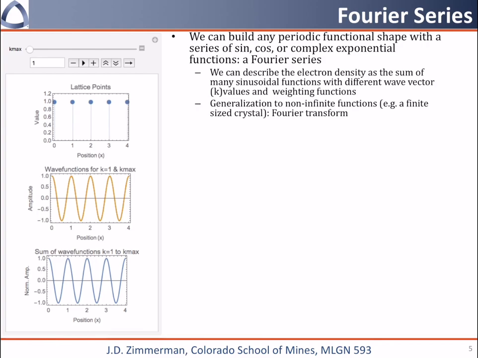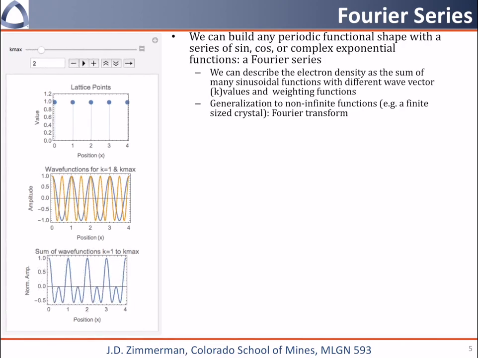bottom. And we can see that, yeah, this is starting to look like something, but it's really a bad approximation. What we're going to do is add in a second wave of k equals 2. And we can see that when we set k equals 2, we still see a maximum at all of the lattice points in both wave functions, but we see different values for the wave everywhere else. And so this means you get constructive interference at the peak of the wave at the lattice positions, and you get destructive interference everywhere else.